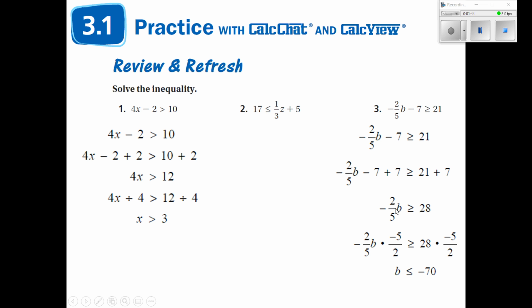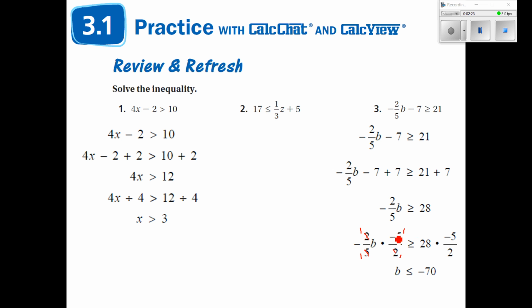Now I've got to get rid of this negative 2 over 5. The only thing I can do to get rid of it is to multiply by a negative 5 over 2, and that's what I've done here. That allows me to reduce here because 2 and 2 are both divisible by 2. 2 divided by 2 is 1. And 5 and negative 5 are both divisible by 5. So 5 divided by 5 is 1. And now I have a negative times a negative, that's a positive, and now I have a positive b left over.